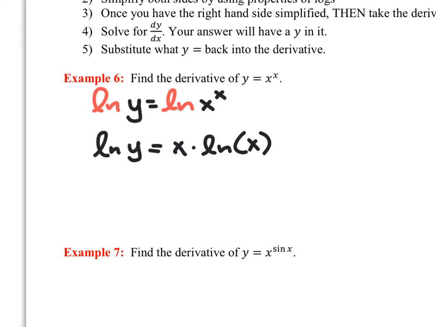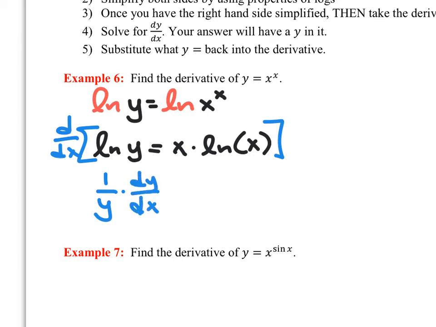And now when I do the derivative implicitly, the derivative of natural log of y would be 1 over y. Chain rule would say that I'd have to take then the derivative of the inside, which was y, so the derivative of y is dy dx. On the other side, I'm going to use product rule, so the derivative of the first is 1 times the second, plus the derivative of the second, which is 1 over x times the first.